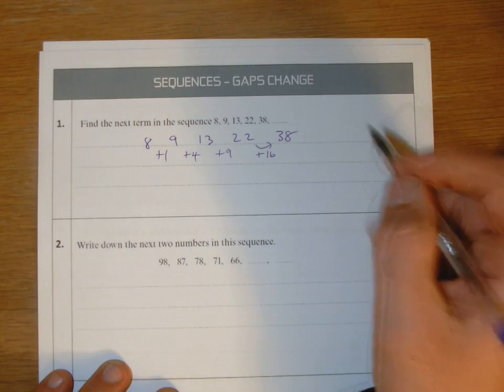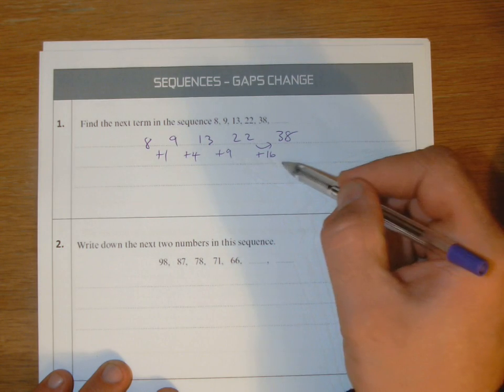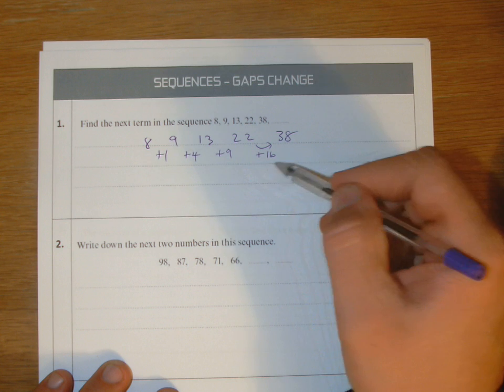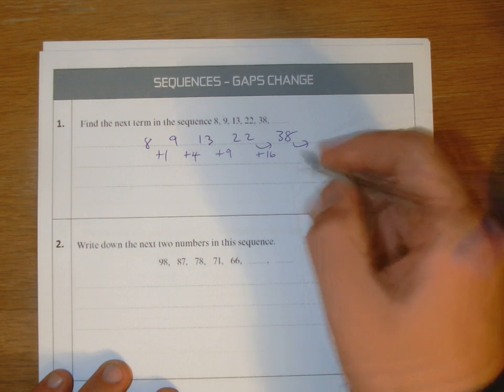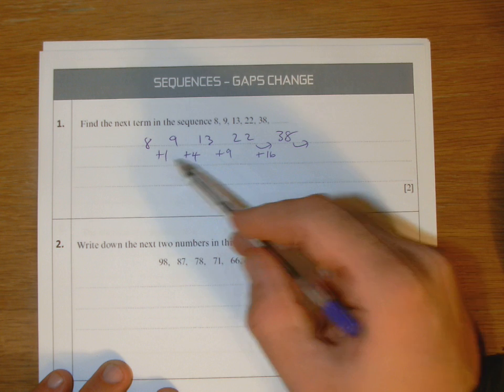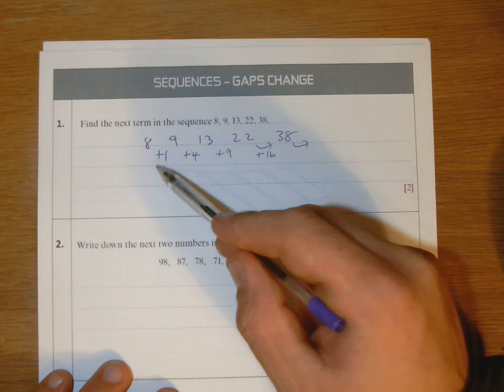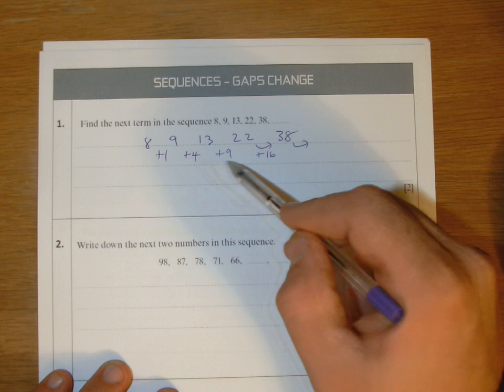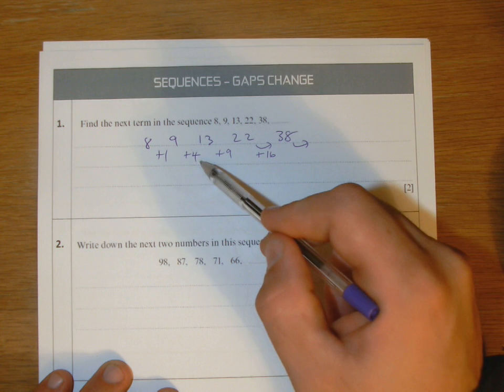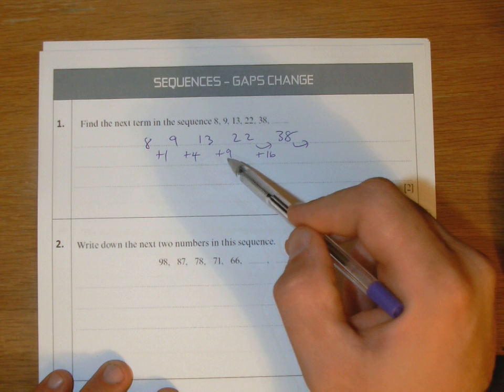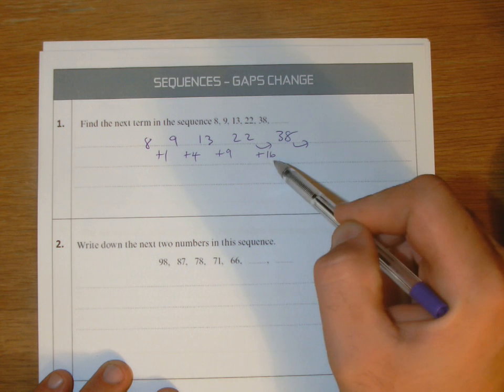So the gaps change quite dramatically, and you might be thinking, well, there's no pattern here. But if you know your numbers well, you might realize that these are actually special numbers. These are the square numbers, aren't they? That's 1 squared, 2 squared is 4, 3 squared is 9, 4 squared is 16.